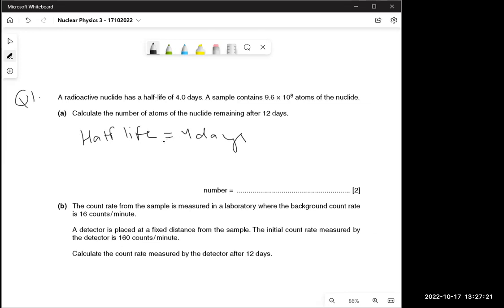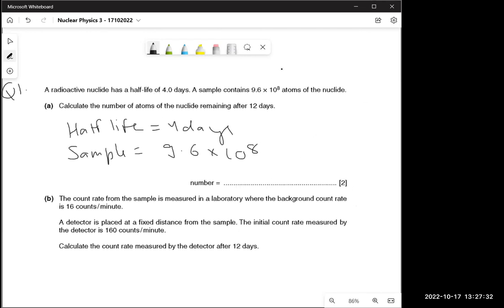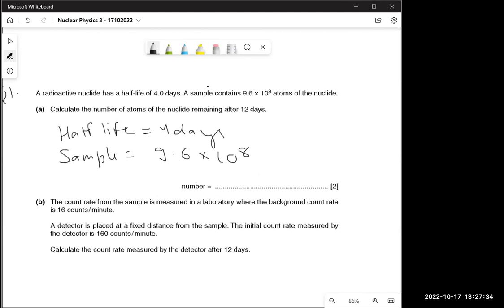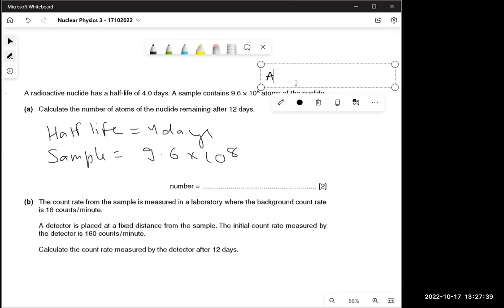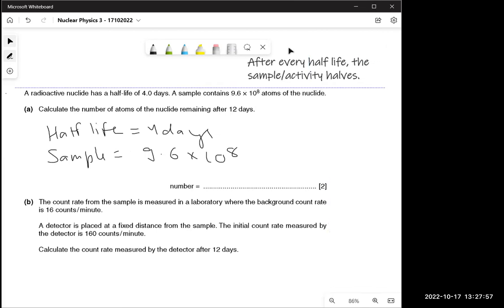Now after that, we also realize the sample is equal to this much. Now, how do we find the number of atoms after 12 days? We realize that after every half-life, the number of particles, let's say the sample, halves. The sample and activity, same thing, sample and activity, they halve.